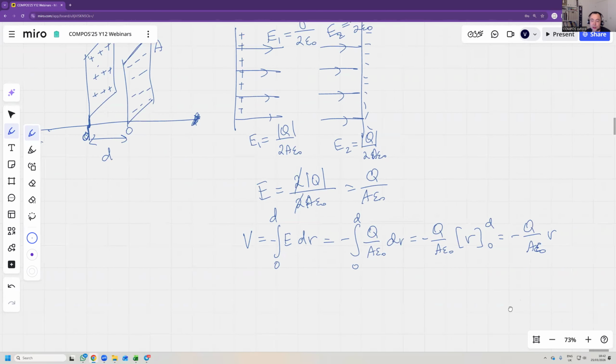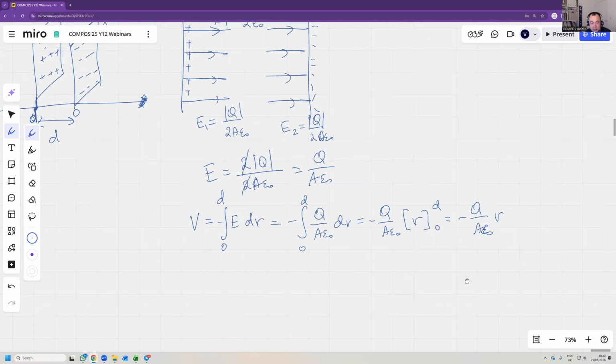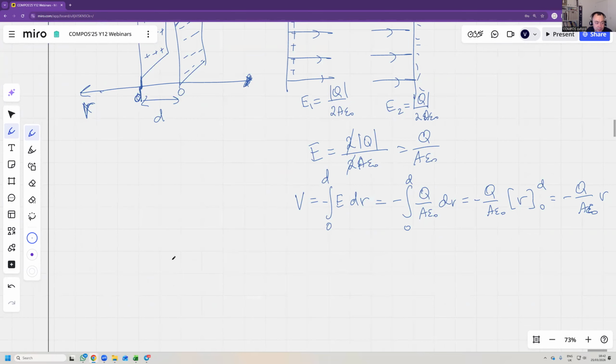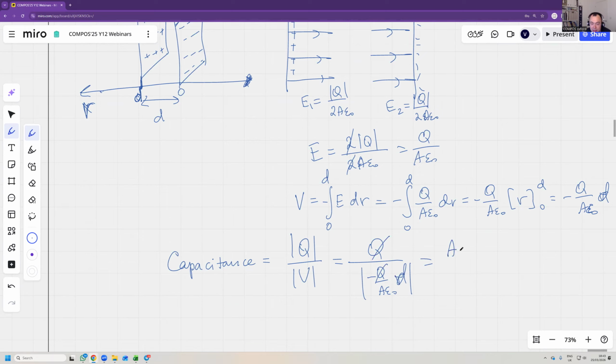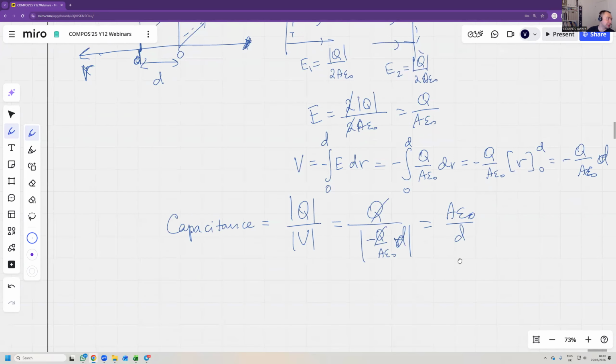So the potential difference is that. And now the capacitance is Q over V, modulus Q over modulus V. And so the charge over V, which is minus Q over A epsilon naught D, the Q cancels, is equal to A epsilon naught over D. Oh, that's the capacitance of a parallel plate capacitor.